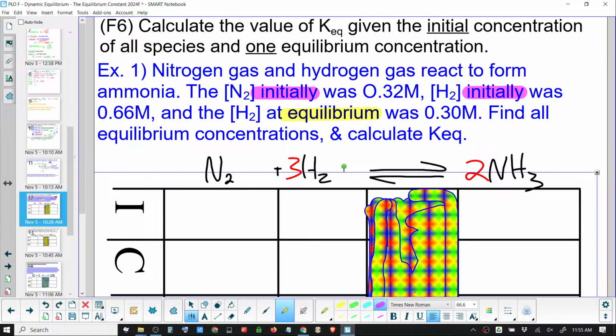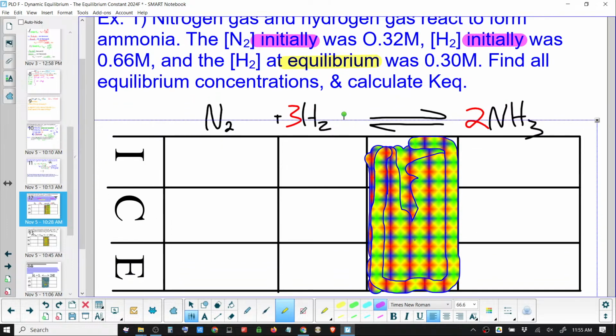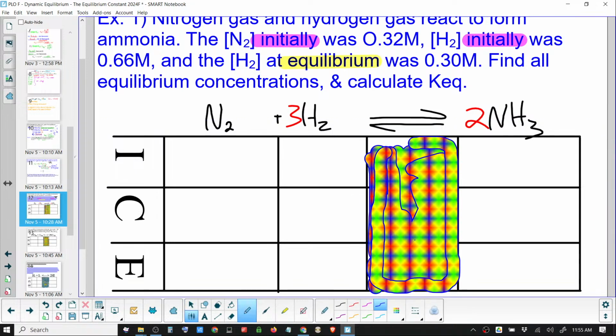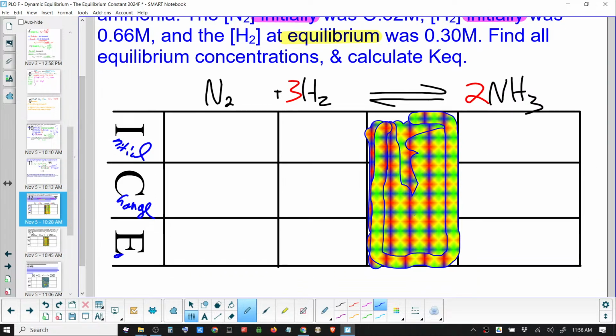N2, now this is the world's greatest table. It has its own song. I stands for initial. C stands for change. And E stands for equilibrium. So it's an ice table.